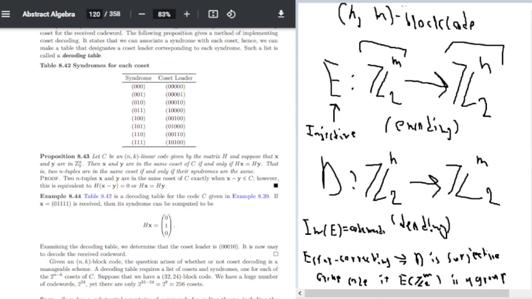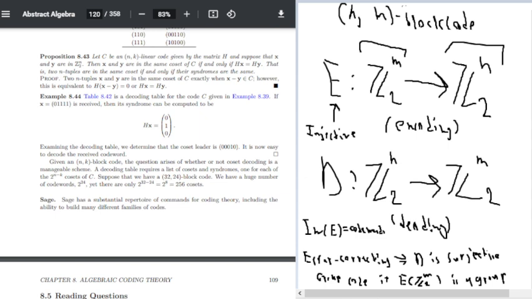Example 8.44. Table 8.42 is a decoding table for the code C given in example 8.39. If X equals 01111 is received, then its syndrome can be computed to be HX equals 010, and examining the decoding table, we can determine the coset leader is 00010. It is now easy to decode the received code word.